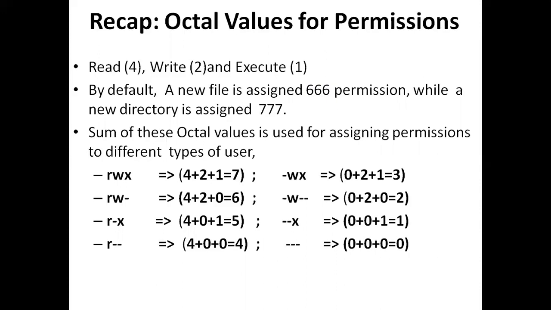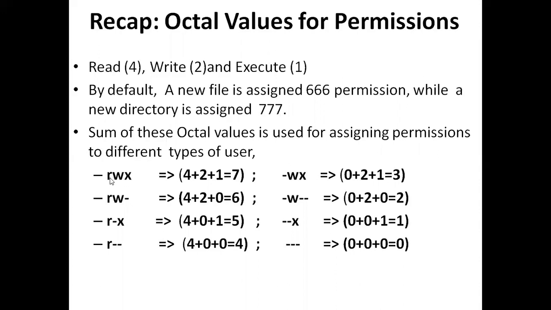executable. But for directories, the first 7 is for the user, the second 7 is for group users, and the next 7 is for other users. And all the users have execute permission so that they can navigate with the cd command and they can display the listing of files in any directory.